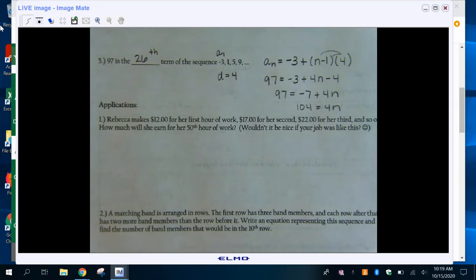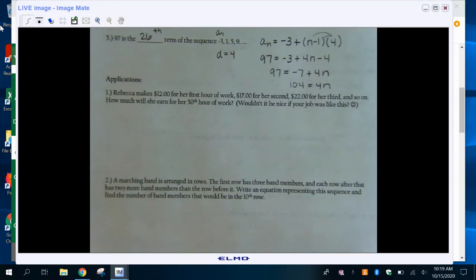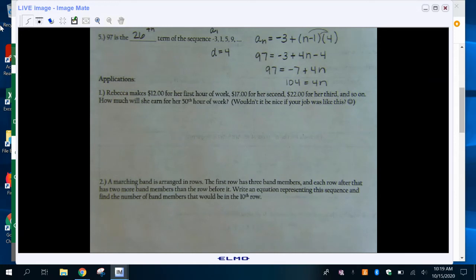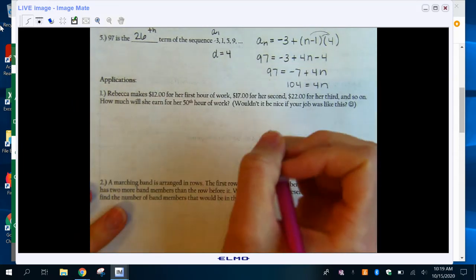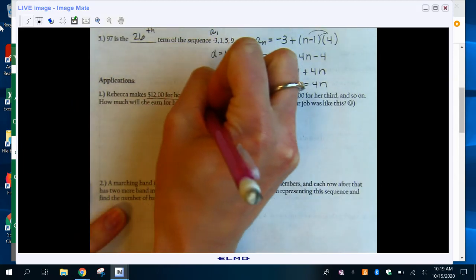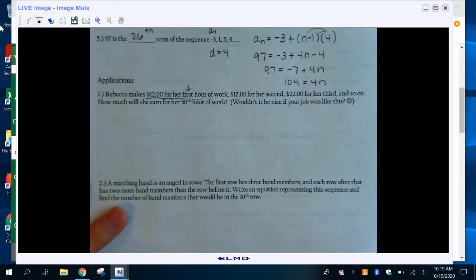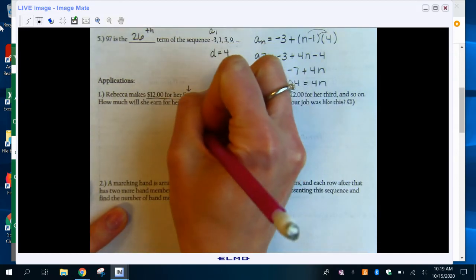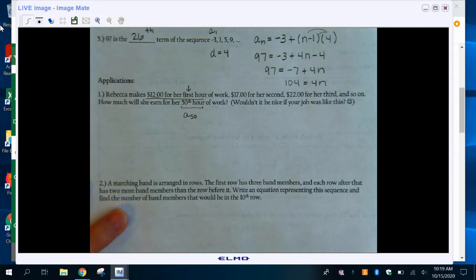All right, so now we're going to end by looking at a couple of word problems, just picking out the same information that we've been looking for from an application. It says Rebecca makes $12 for her first hour of work, 17 for her second, 22 for her third, and so on. How much will she earn for her 50th hour of work? And then obviously, wouldn't it be nice if your job was like this? I wish.